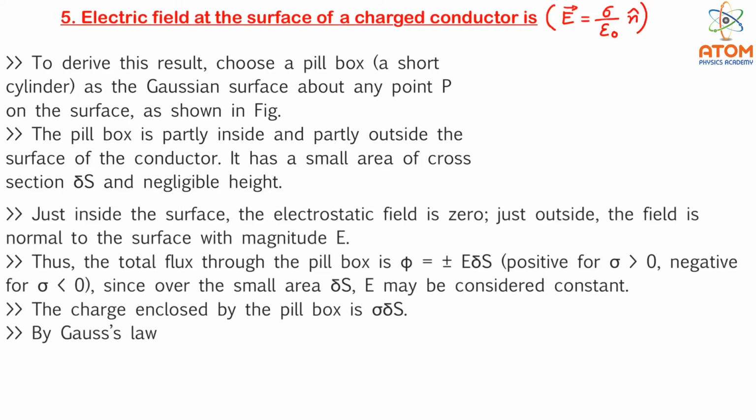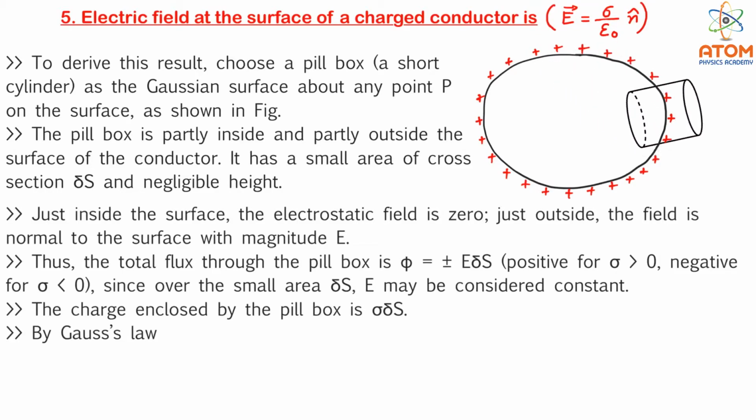Now to derive this equation, first consider this charged conductor. You can see there is a charge on the surface, and now we are going to use Gauss's law, and for that we will require a Gaussian surface. Here I will take a Gaussian surface of the pillbox kind. It is a short cylinder, a kind of pillbox, and that's why we are calling this Gaussian surface a pillbox.